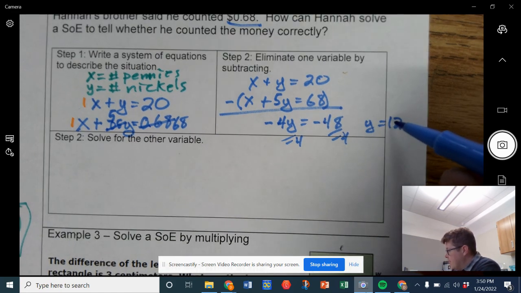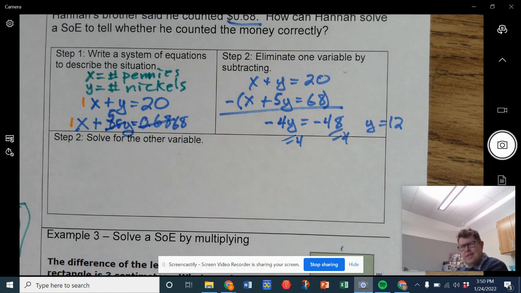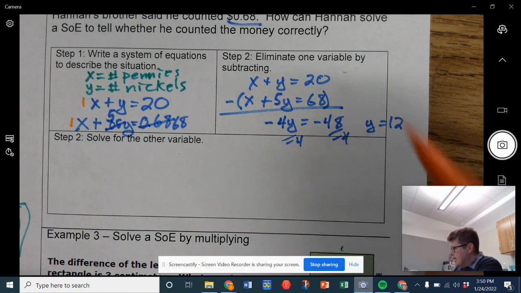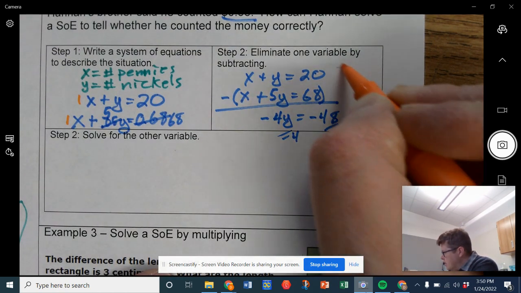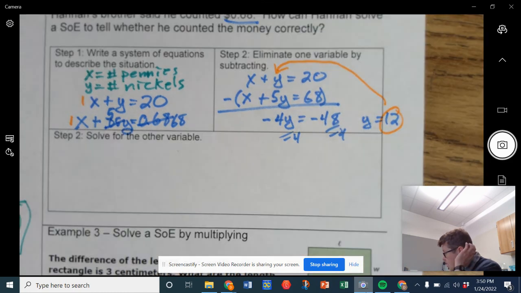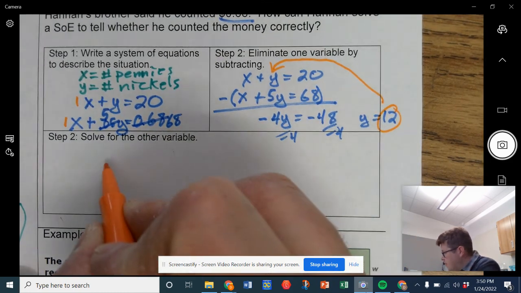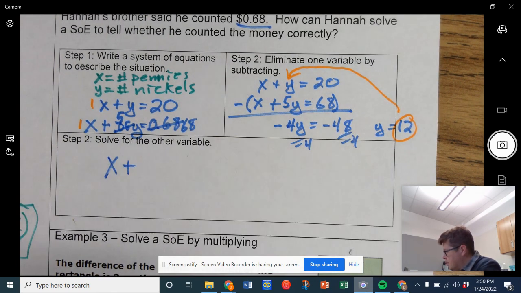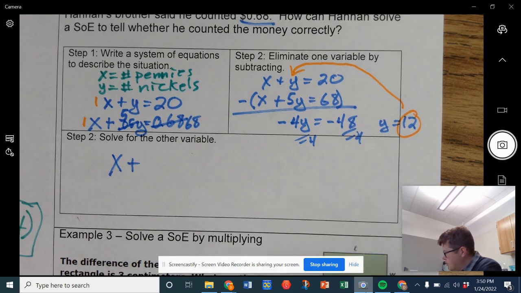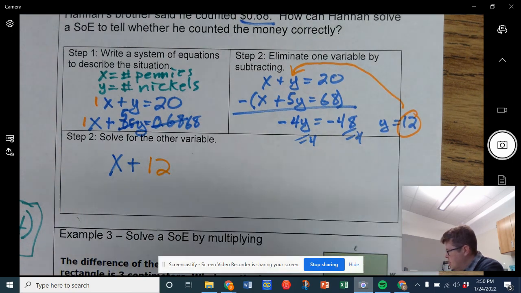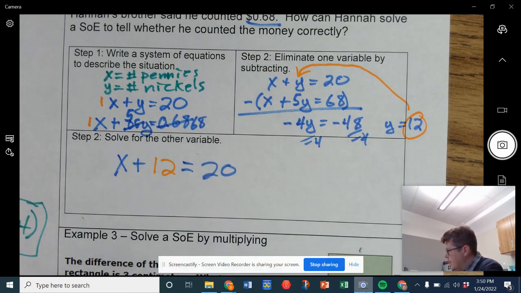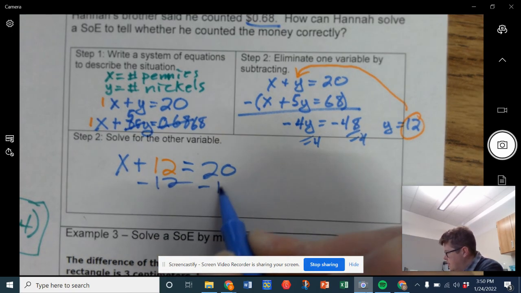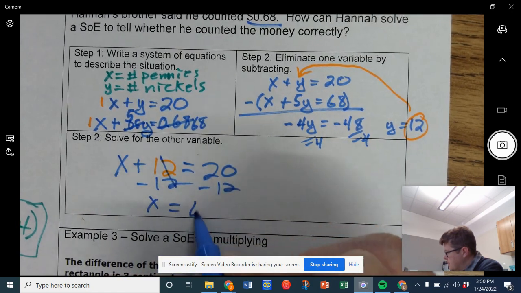So now we actually have y equals 12, which I don't know if we've seen that much, but we're going to take this y and plug it in for that equation right there. So it's going to become x plus 12 equals 20. Okay, now we'll subtract 12. And we get to x equals 8.